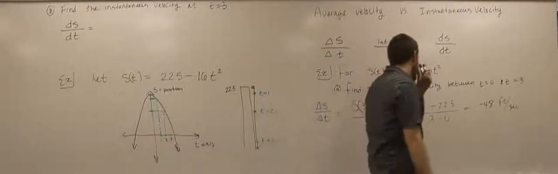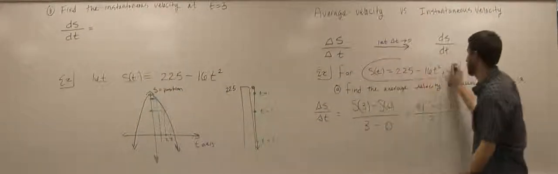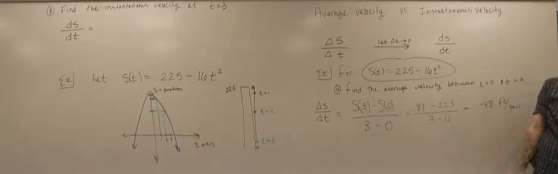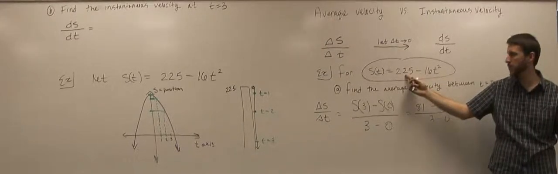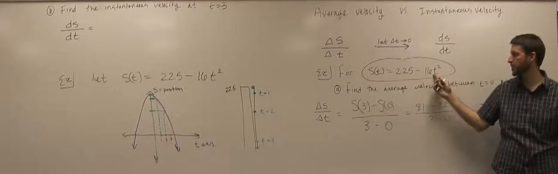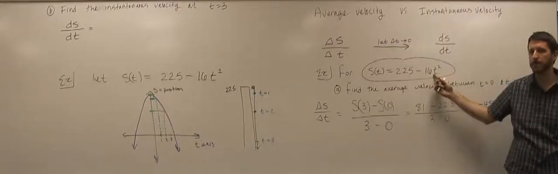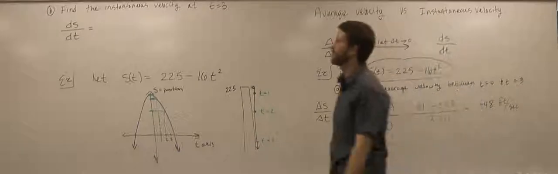So how do I do that? Cancel out the constant. Use your power rule, right? 225, if you do the derivative of this first part, you get 0. If you do the derivative of negative 16t squared, what do you get? Negative 32t.